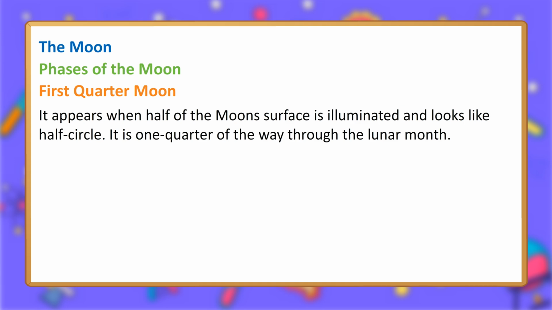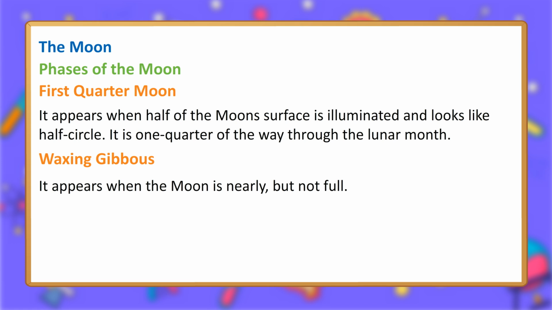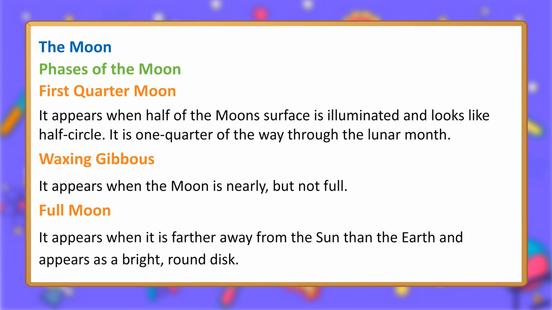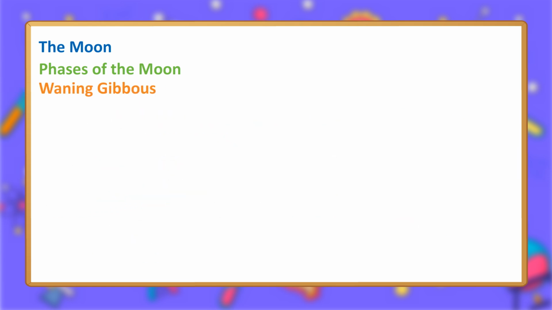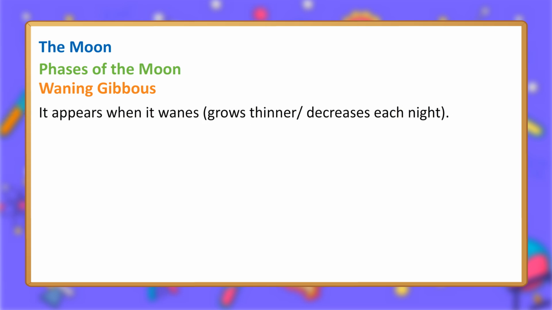First quarter moon. It appears when half of the moon's surface is illuminated and looks like a half circle. It is 1/4 of the way through the lunar month. Waxing gibbous. It appears when the moon is nearly, but not full. Full moon. It appears when it is farther away from the sun than the Earth and appears as a bright, round disk. Waning gibbous. It appears when it wanes, grows thinner, decreases each night.